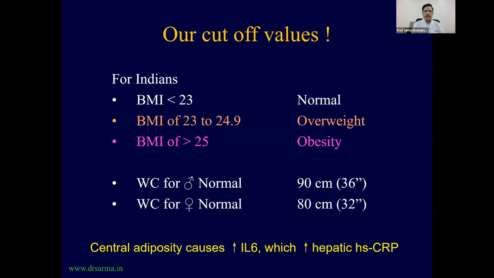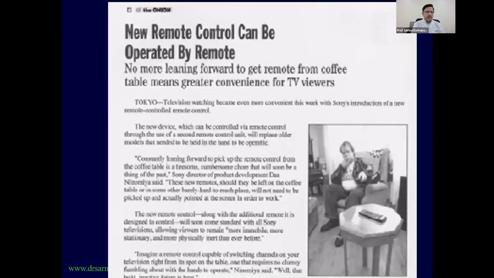So what are the cutoff values? BMI less than 23, waist circumference less than 90 centimeters for men, and less than 80 for women. So inch tape is the best diagnostic tool for central obesity, and all of you should look for the central obesity. Look at this man.